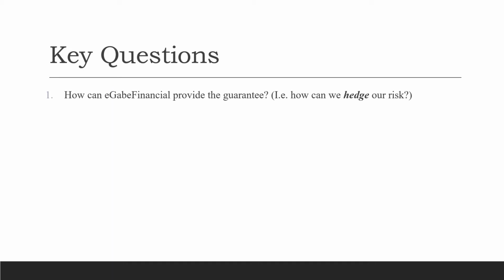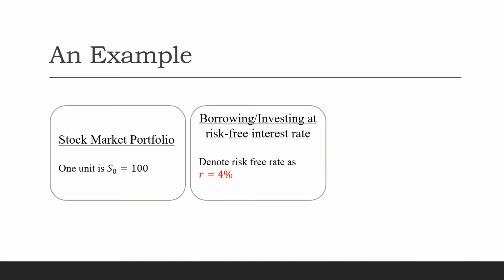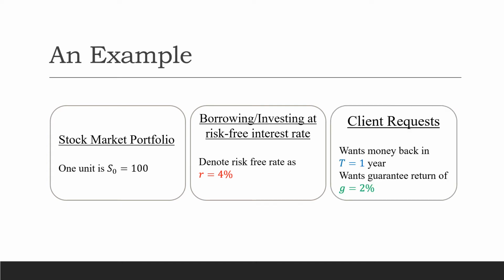Okay, two key questions come up. First, how can eGape Financial provide the guarantee, i.e., how can we hedge our risk? And two, how much will the hedge cost? What is a fair price to charge our client? Let's construct a financial environment so we are working with some real numbers here. Let's say we have a stock market portfolio that keeps track of a stock market index like the S&P 500 or Russell 2000. We can borrow or invest in bonds at the risk-free rate of 4%, and the client wants his money back in 1 year and wants a guaranteed return of 2%.